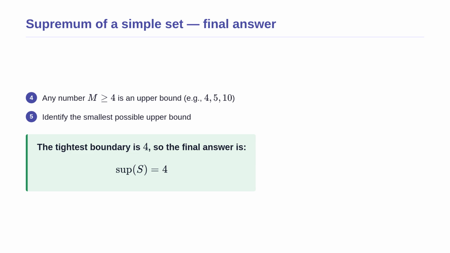Continuing with our simple set, we need to identify those ceilings. Any number that is 4 or larger is considered an upper bound. For example, 4, 5, 10, and 100 all work perfectly as ceilings because no number in our set is larger than 4. Since we can find at least one upper bound, the set is officially bounded above. Out of all the possible ceilings we just listed, the number 4 is the absolute smallest one. Therefore, 4 is the least upper bound, or the supremum. Because 4 is a standard real number, this perfectly demonstrates the completeness property in action.